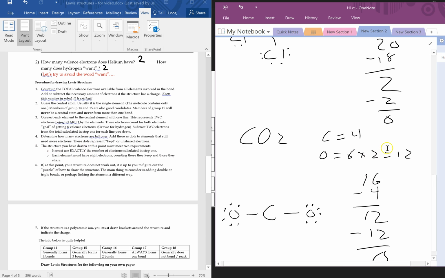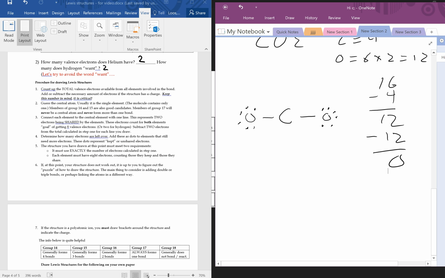So when we talk about our step here, this does not meet both of these requirements in number 5. It meets the first bullet, it uses all the electrons, but the carbon is short. The carbon here only has 4 electrons, 2 here and 2 here. The oxygens are good, they're keeping 6, sharing 2, but the carbon is way short.